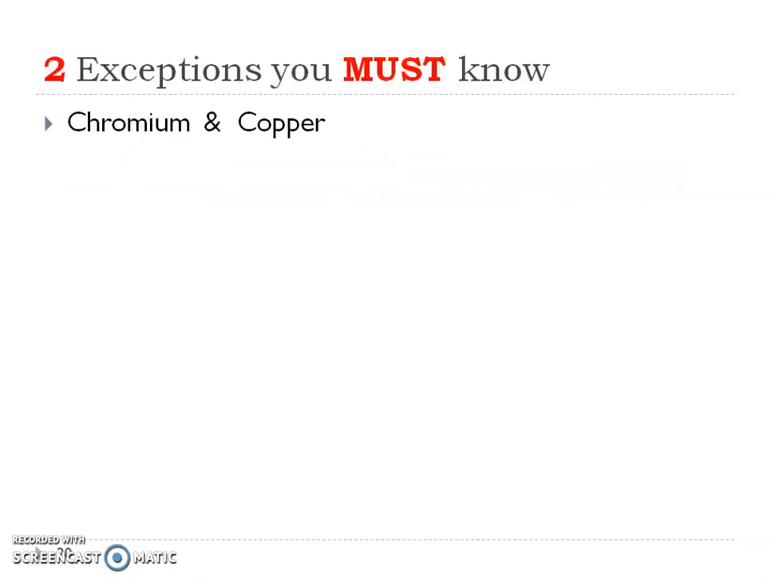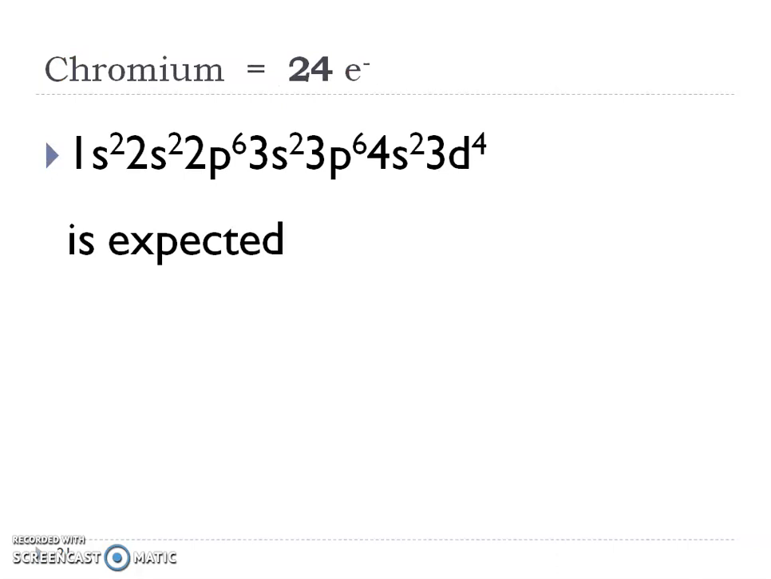Now, there are 2 exceptions to the electron configuration that you must know. There's a bunch of exceptions, but 2 that you must know. Elements chromium and copper. So let's take a look at these guys. Chromium has 24 electrons, and this is the electron configuration that's expected. So again, on your notes, make sure that you write what you would normally do.